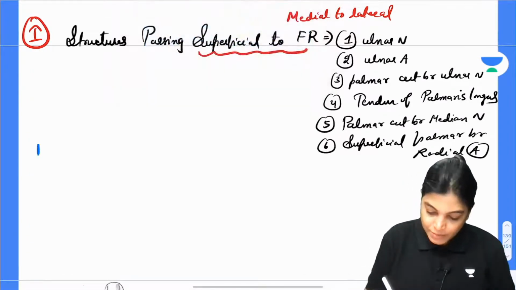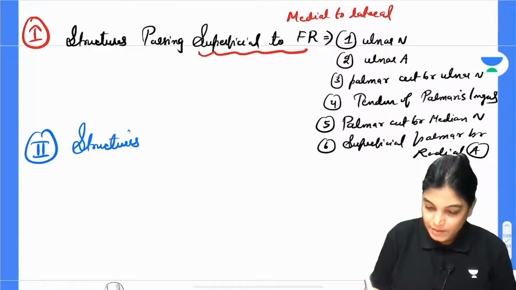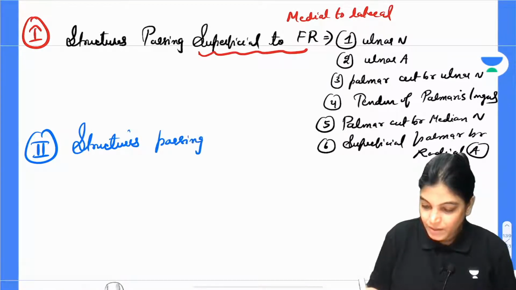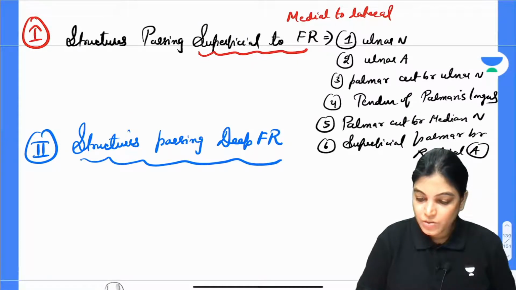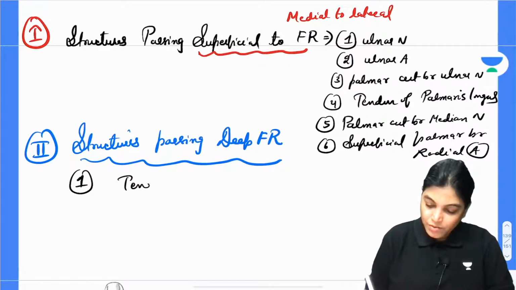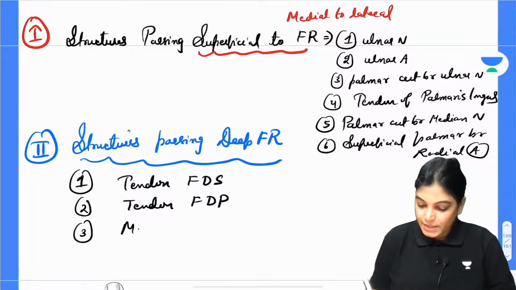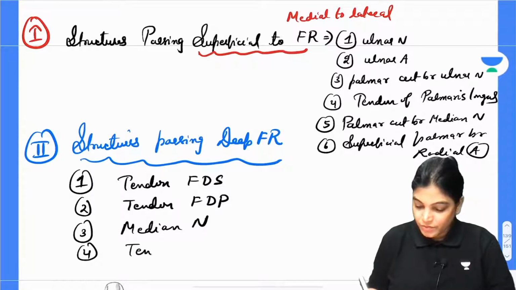Now it is also important that you know the structures passing deep to flexor retinaculum. The second point is structures passing deep to flexor retinaculum. The structures are tendons of FDS, tendon of FDP, median nerve and tendon of FPL, flexor pollicis longus.